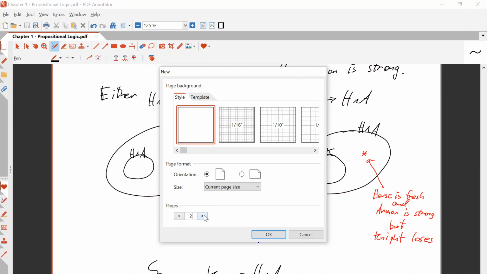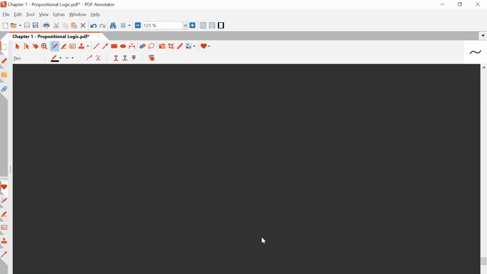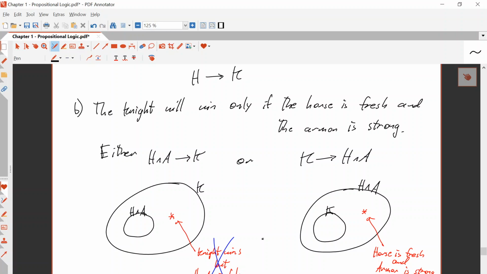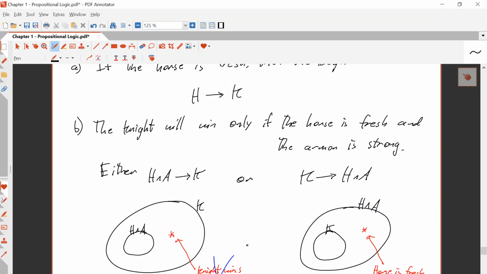Now, is there an easier way to do it? No. You just have to go through those motions if you're having a hard time seeing which containment it is in that statement. The knight will win only if the horse is fresh and the armor is strong. So when you're saying only if, right, it rains only if it's cloudy is a similar statement. Right? That means that instances of rain are contained within instances of cloudiness.